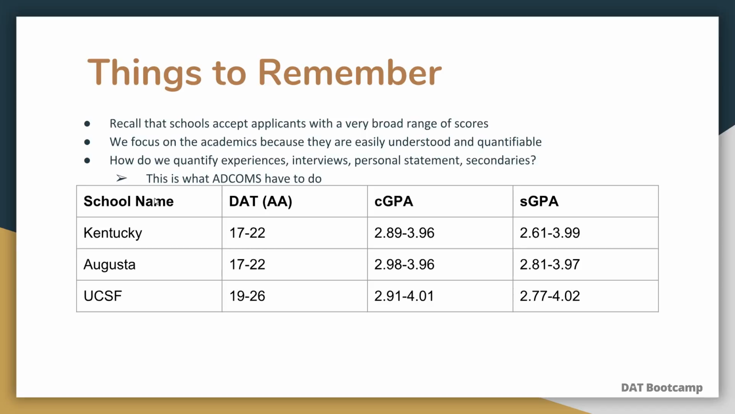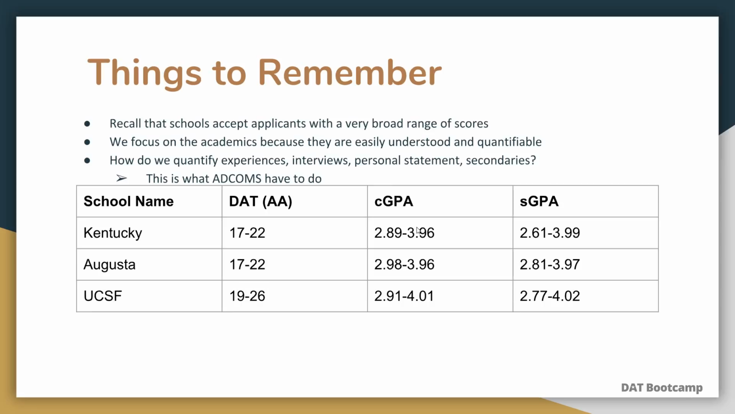Just because you have lower academics doesn't mean that you're out of the running for those programs. Even a school like UCSF, a top tier, very competitive program, accepts students who had a 19 academic average all the way up to a 26. And this is only the 5th to 95th percentile, so perhaps there are students that even got lower than this. Same thing with GPA. They had students who had sub 3.0 GPAs in both cumulative and science, and they were still admitted into the program. So just something to keep in mind.